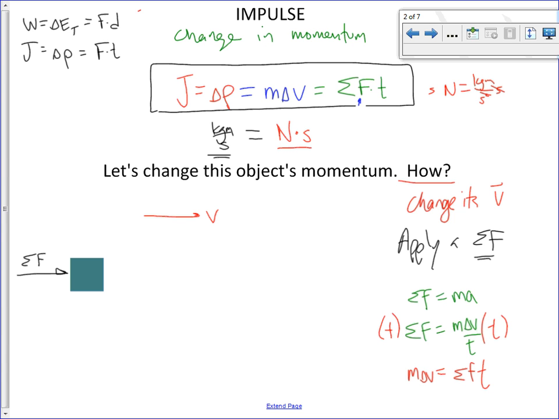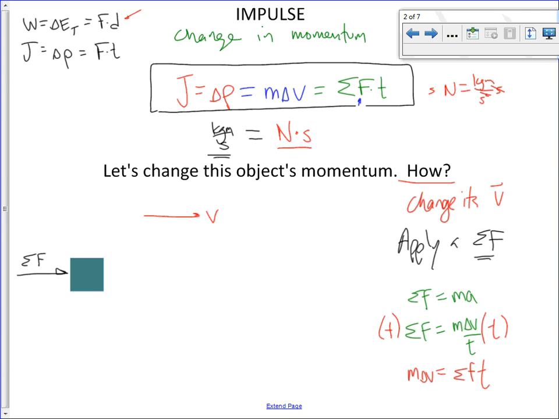Kind of like work is in Newton meters, not Newtons per meter. That's K, spring constant. But a joule is a Newton meter. Impulse measured in Newton seconds.